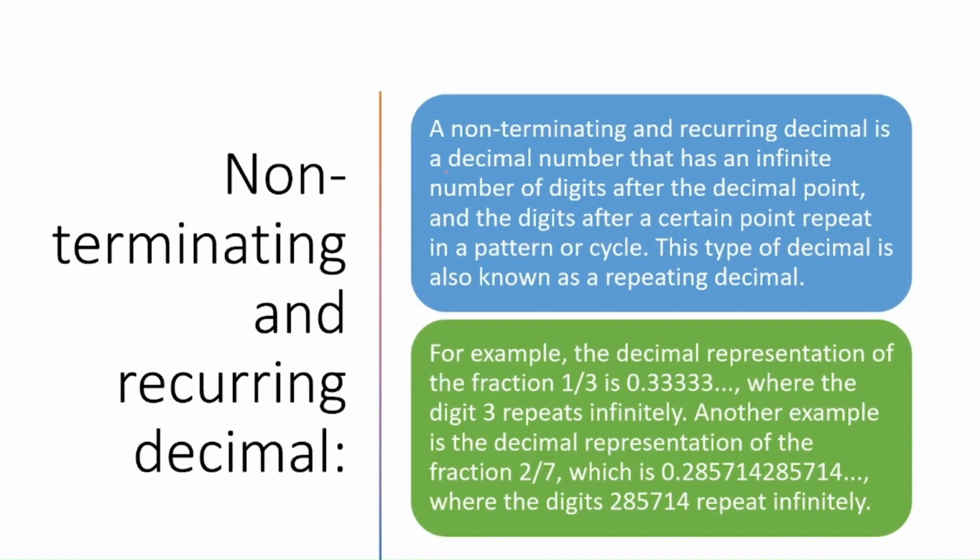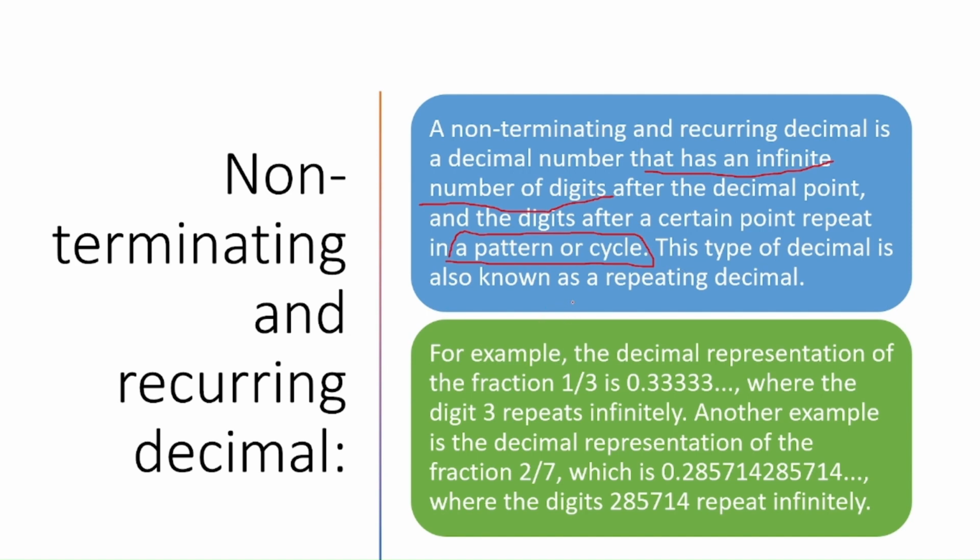Here is the definition of a non-terminating and recurring decimal. A non-terminating recurring decimal is a decimal number that has an infinite number of digits after the decimal point, and the digits after a certain point repeat in a pattern or a cycle. Remember this point: after a certain point, it repeats as a pattern or a cycle. This type of decimal is also known as a repeating decimal.